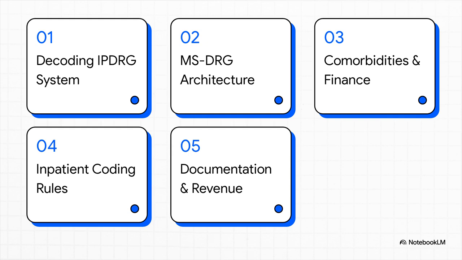Okay, to make this dense web of acronyms a bit easier to digest, here's our roadmap for today. First, we'll decode the IPDRG system overall. Second, we'll look inside the MS-DRG architecture. Third, we'll cover comorbidities and their financial impact. Fourth, crucial inpatient coding rules. And finally, we'll see exactly how documentation drives revenue.